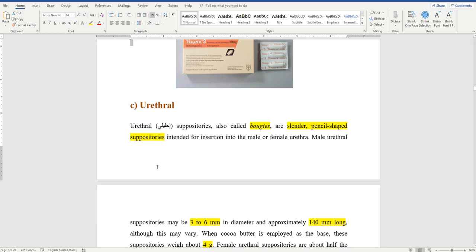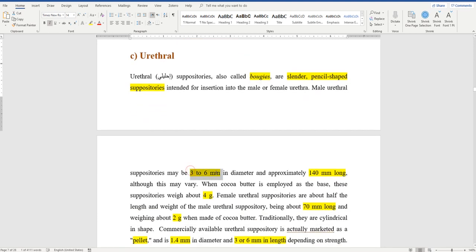Okay, urethral suppositories are also called buges, and this is the other name for urethral suppositories. They are cylindrical, okay, and like pencil, يعني slim, like pencil. Their diameter is from 3 to 6 millimeter. For male, it can be as long as 140 millimeter long, which is يعني 14 centimeters, and with cacao butter it can weigh about 4 grams.